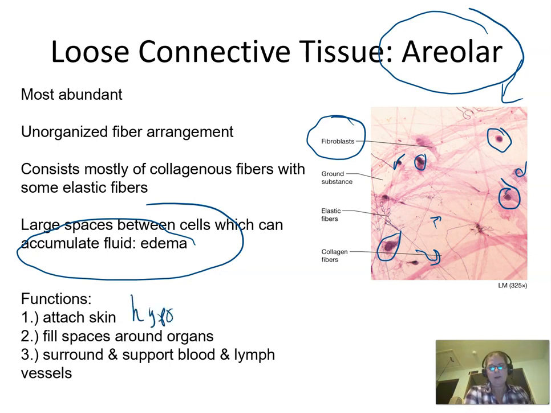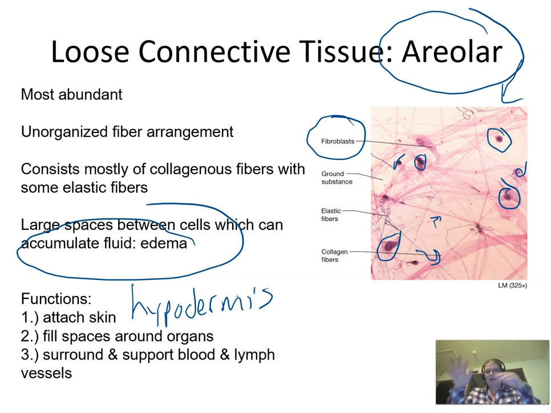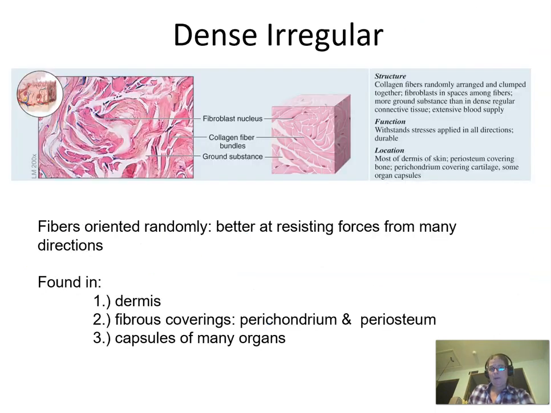So you may have heard of your hypodermis, and I'm sorry, I'm sitting on my floor and I'm not writing very neatly. So the hypodermis is what is going to basically hold your skin on, and we'll look at that in more detail in the next unit. It fills spaces around organs. This is the tissue I was talking about that works kind of like those packing peanuts. So it just kind of pours in all around the organs. And it also helps surround and support blood and lymph.